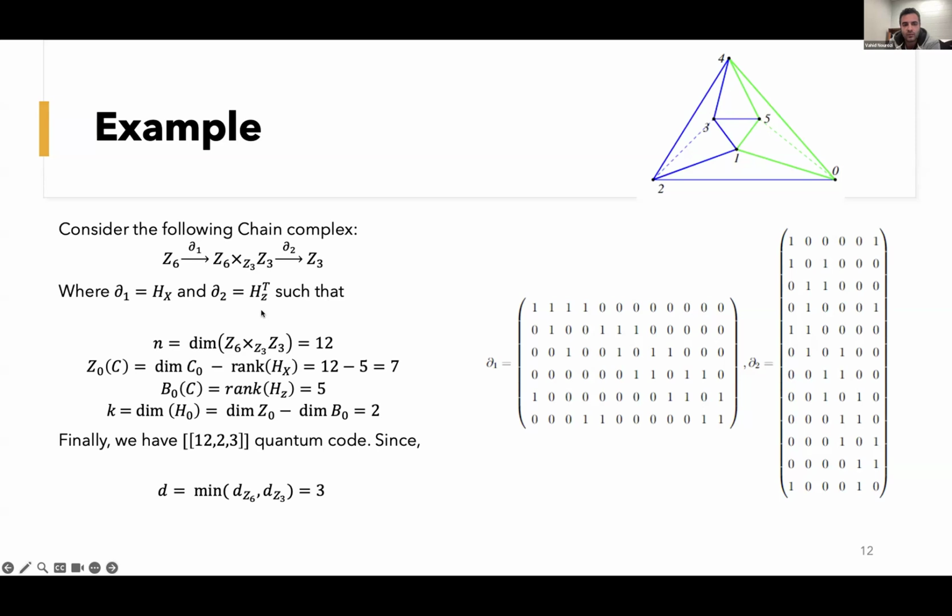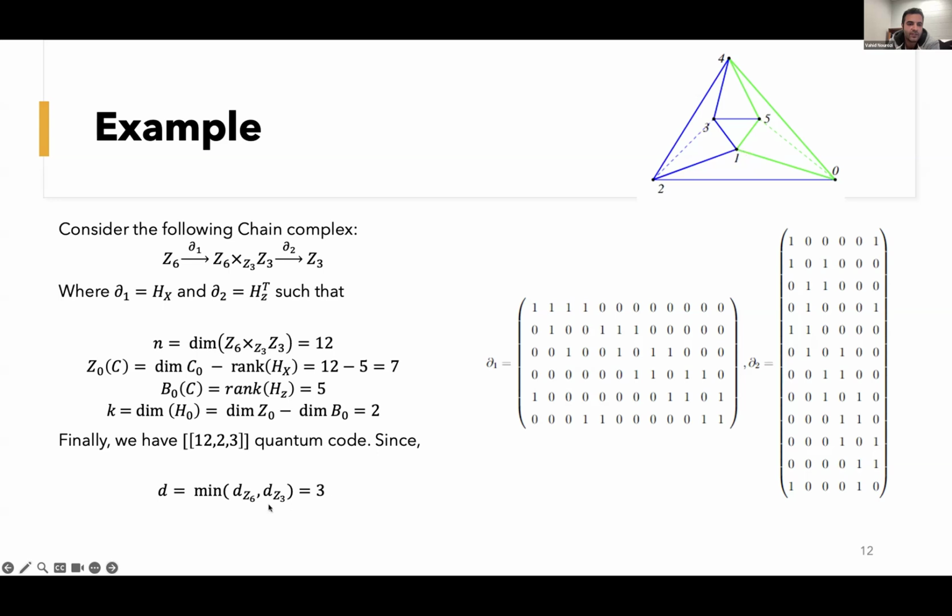From the definition of the quantum code from the chain complex, we have that the number of qubits is the dimension of the main category, that is 12. And another way to find the number of qubits, we must look at the graph. The number of edges is equal to the number of qubits. We have a total of 12 edges and the number of qubits is 12.